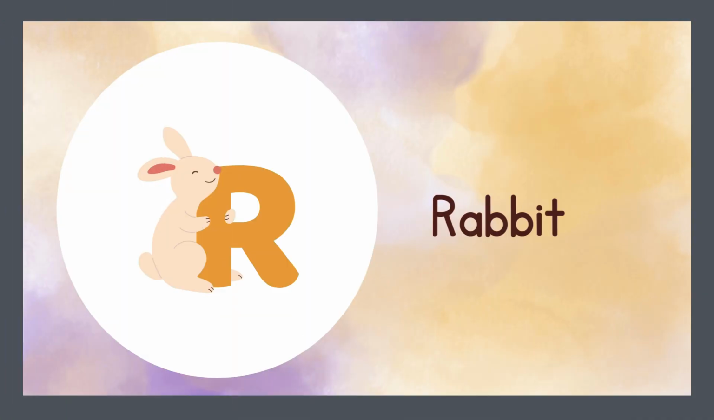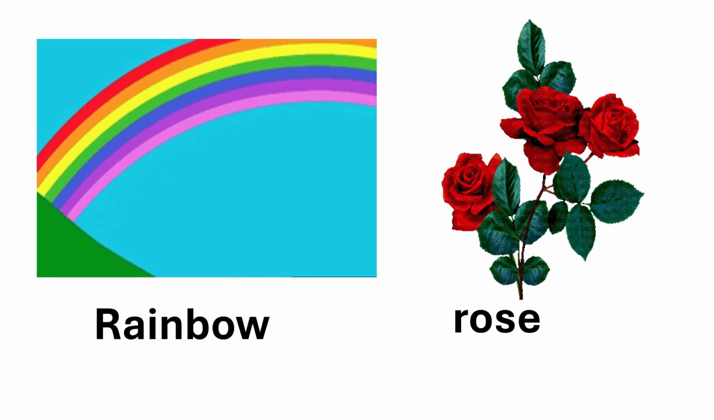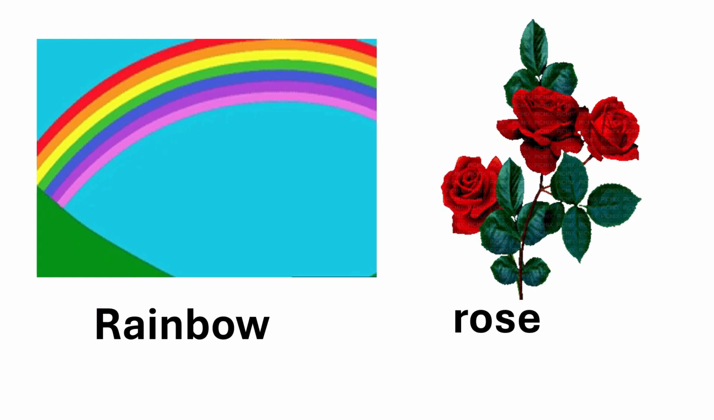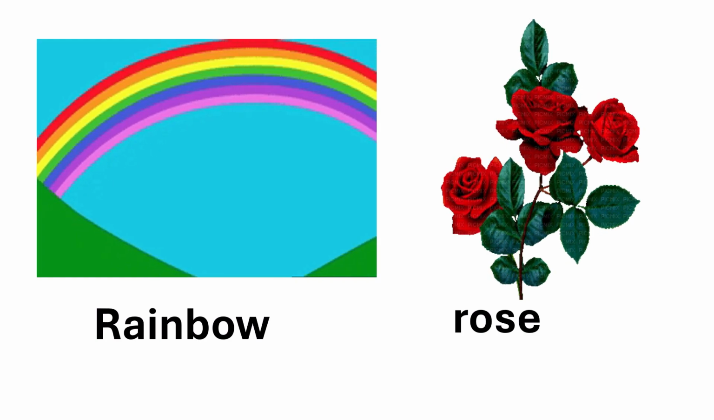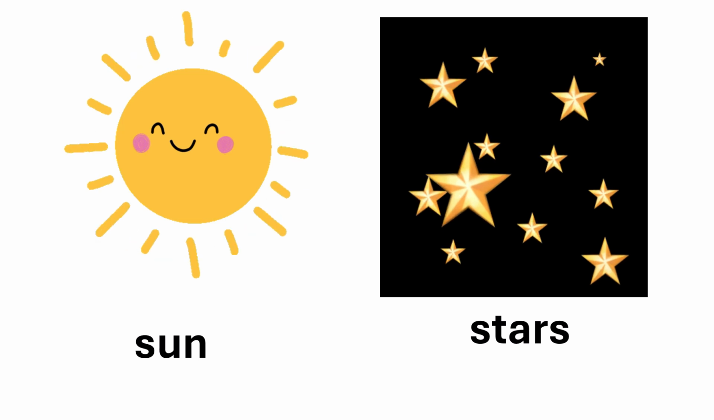R for rabbit. Rainbow, rose. S for snake. Sun, star.